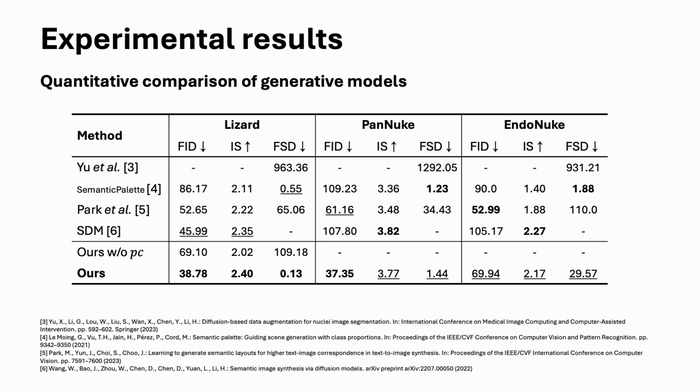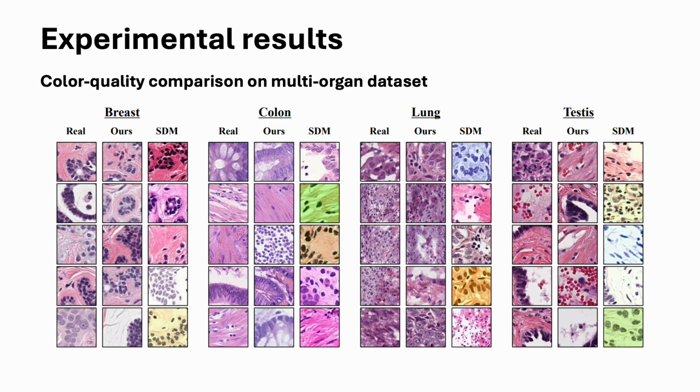In terms of quantitative metrics, our model outperformed existing generative methods in generating realistic and useful data for downstream segmentation and classification tasks. Text conditions on organ types contribute to synthesizing realistic images from multi-organ datasets, compared to SDM, which synthesizes images using semantic label conditions.